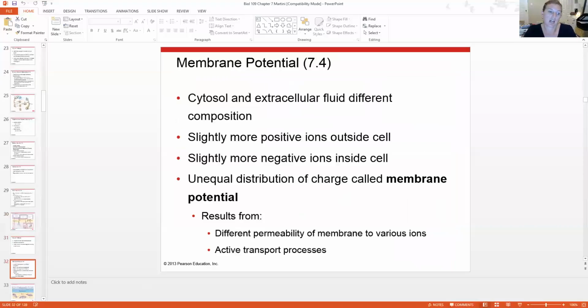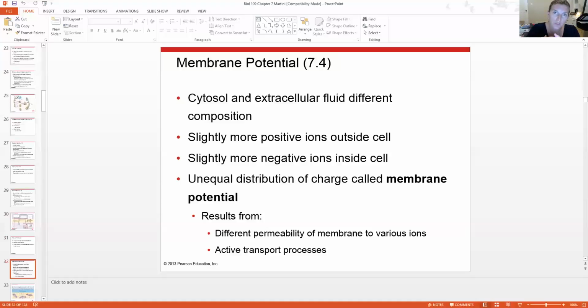Let's get into some of the physiology here. So we talked briefly in the last chapter, chapter 6, about this idea of a membrane potential and how there's some type of electrochemical gradient that is keeping the cell stable. Well, the cytosol and extracellular fluid, so inside the cell and outside the cell, have different compositions. There's slightly more positive stuff outside of the cell. The inside of the cell is slightly negative. So this unequal charge distribution is called a membrane potential. The word potential is referring to the potential energy that this cell has to do something.